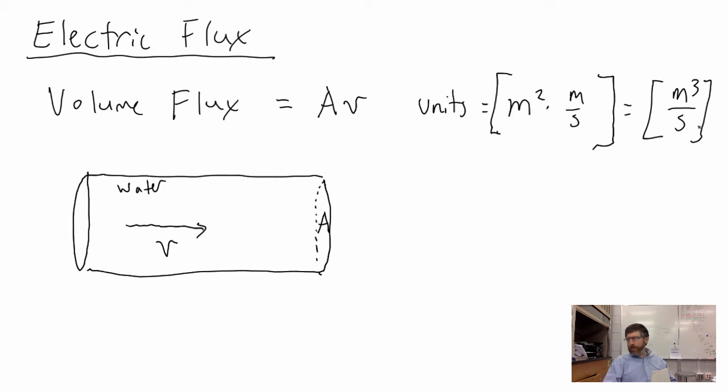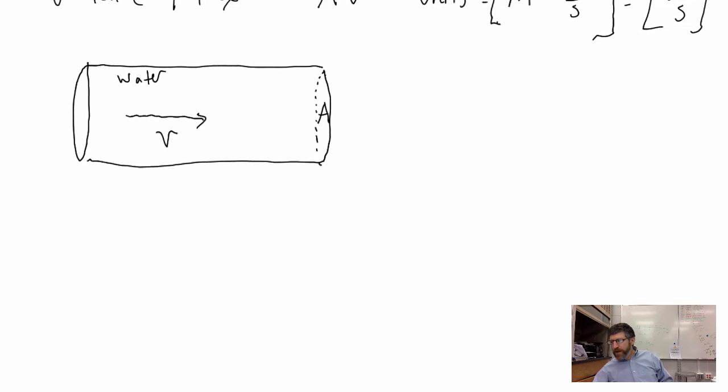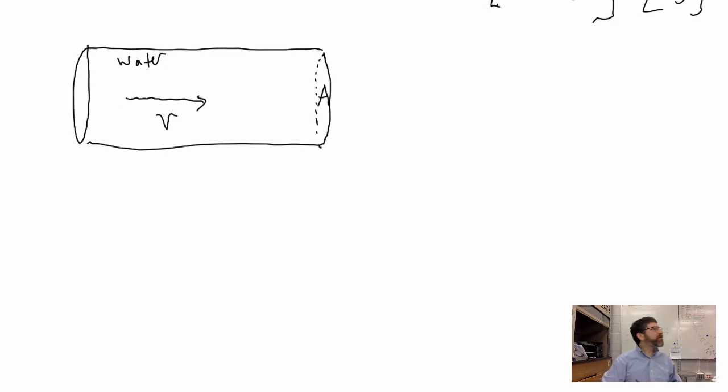Now, it's a little bit trickier. We often talk about how much volume flux is going through a surface, which may be an open surface or it may be a closed surface. Let me talk about how we would have to adjust this. A times v is how much water is coming out of that end like that.